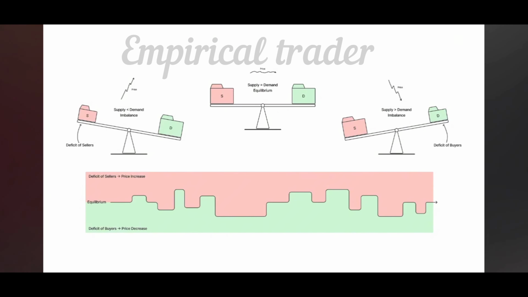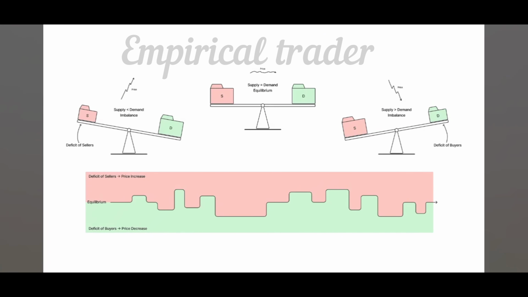To sum up, we can say that triggers affect supply and demand, and when they are equal to each other, the market is in a state of equilibrium, and the price doesn't move anywhere. If there's a deficit of buyers, the price will fall until it finds them. If there's a deficit of sellers, the price will rise until it finds them.